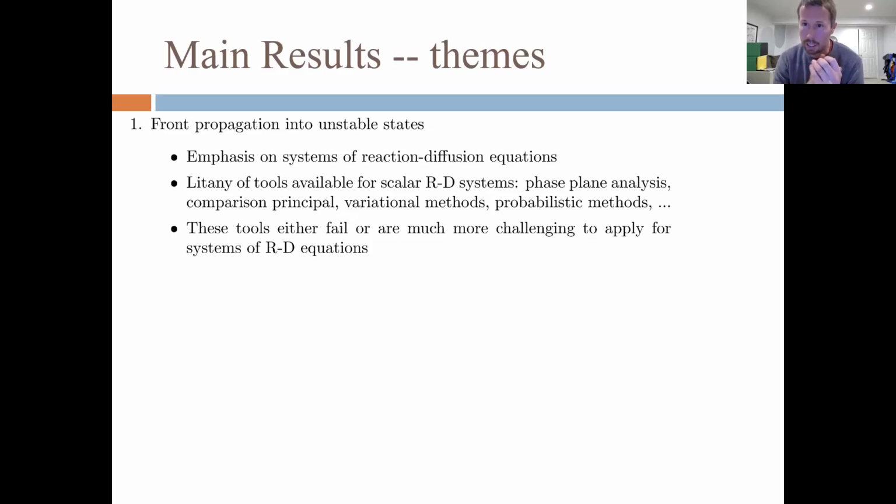So for scalar equations, you have comparison principles. Oftentimes you don't have those in systems. There are a lot of really interesting variational results that you can apply to scalar equations. Oftentimes they don't translate to systems, right? There are probabilistic ways of viewing these front propagation problems. These oftentimes don't translate to systems, or if they do, they are much harder to apply, okay?